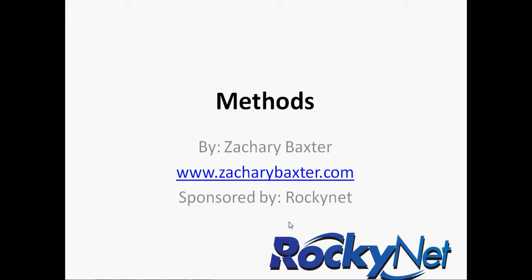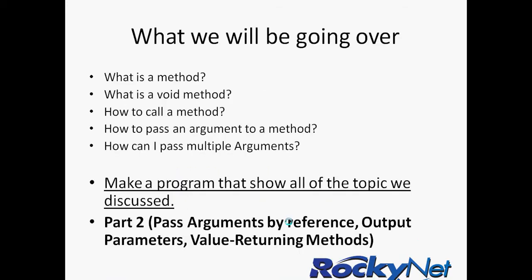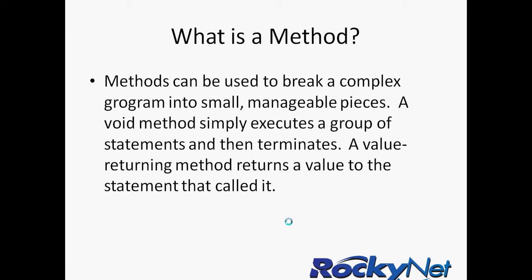Without further ado, let's look at some methods. Okay, today we're going to be going over what a method is, what a void method is, how to call a method, how to pass an argument to a method, and then how do we pass multiple arguments to a method. And then we'll show you a simple program that does all these things. And then stick with me on part two, where we'll discuss passing arguments by reference, output parameters, and value returning methods.